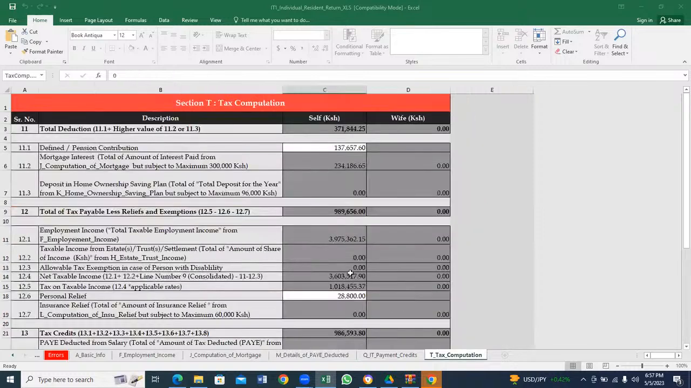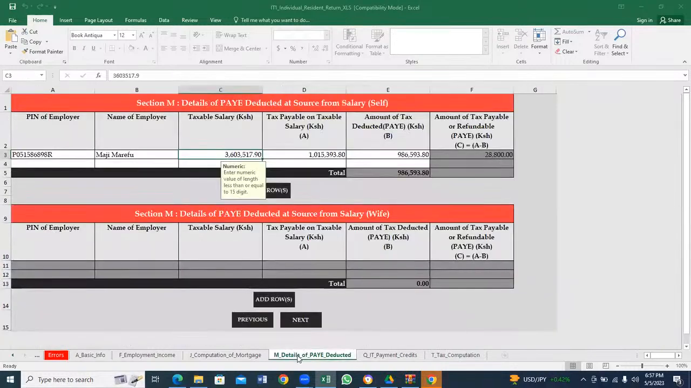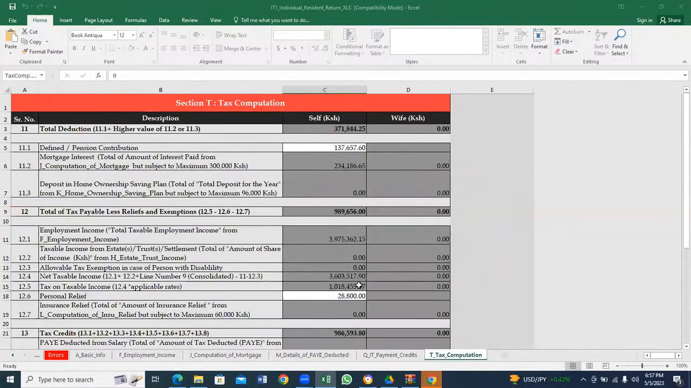It's the same figure now with what we self-declared in M of 3.6, or 3,517. It's the same figure that we have here. Have you seen the changes that the mortgage has brought in?